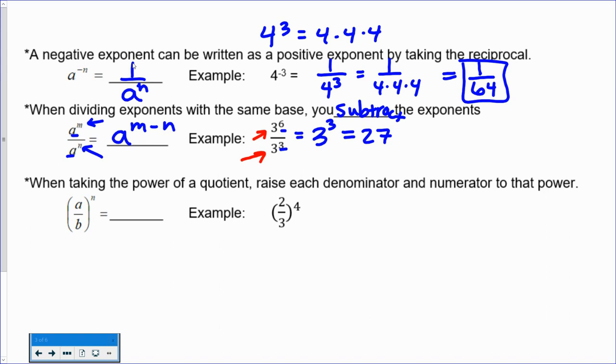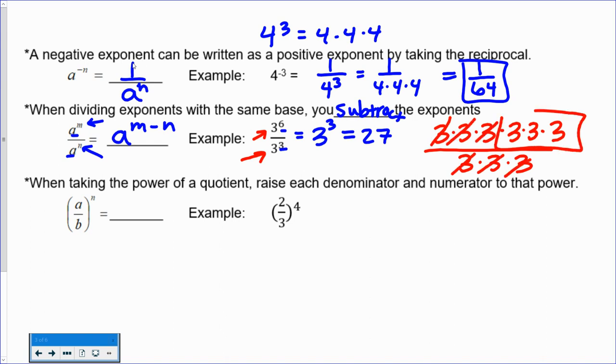Another way you could figure this out, if you're not remembering that you can subtract them, is to go back to writing it all out. 1, 2, 3, 4, 5, 6. So I have 6 3's times themselves for my 3 to the 6th power. And then I have 3 times 3 times 3. Now I don't have any exponent, so it's fair game for me to go ahead and divide this 3 and this 3, this 3 and this 3, this 3 and this 3. What am I left with? It would be 3 to the 3rd. So there are 3 3's in the bottom that get rid of 3 3's on the top. So that's why I can subtract those exponents as my shortcut.